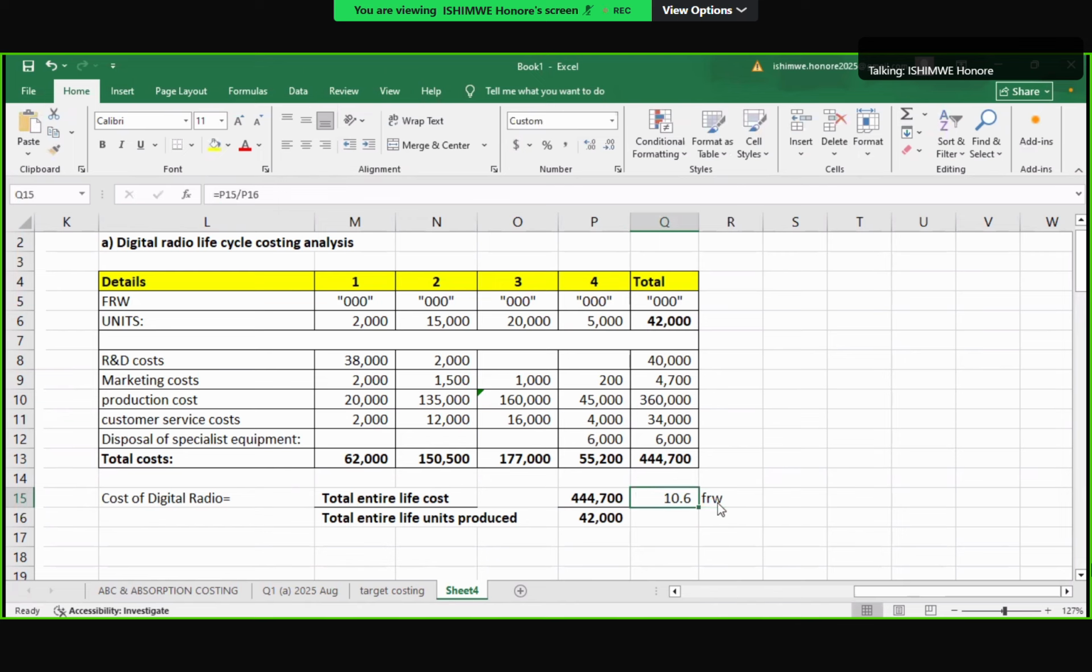We can now go and comment. We're going to comment and advise accordingly. So let's look at our question. What was it saying?